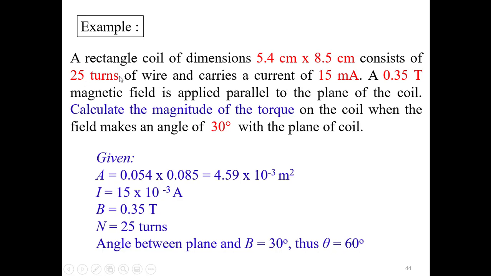The number of turns for the rectangle coil is 25 turns, the value of N, and the angle between the plane and the magnetic field is equal to 30 degrees. So the theta in the equation for torque is actually between the normal of the plane and the magnetic field B. Okay, that's why we have to subtract 30 degrees from 90 degrees. So the theta that we want to substitute in the equation is actually 60 degrees.